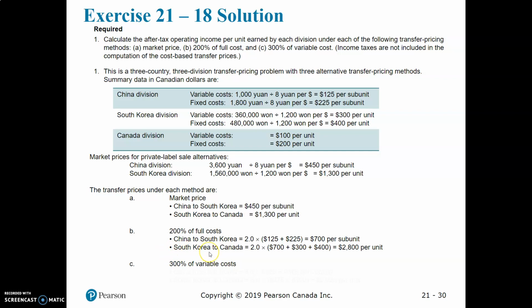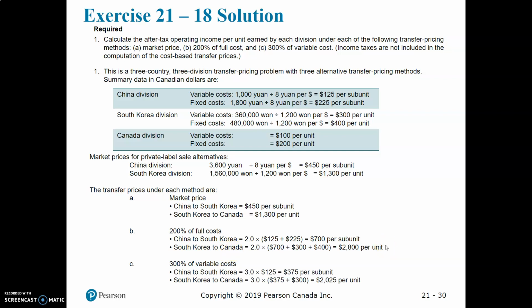Now for the South Korean division, transferring units over to Canada, again we have to mark up the total cost by 200%, hence 2 times the total cost. Remember, South Korea's total cost includes the price it paid to China, so $700, plus a variable cost of $300 and fixed costs of $400. So in total, South Korea will receive $2,800 per unit when it sells the units over to Canada.